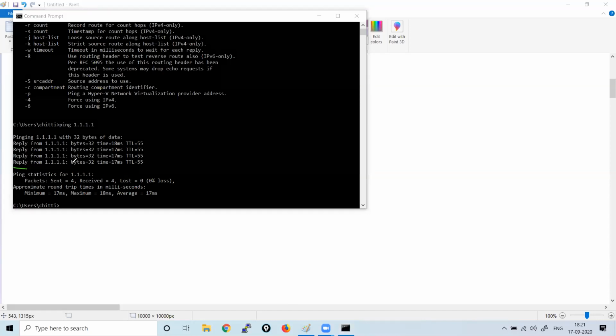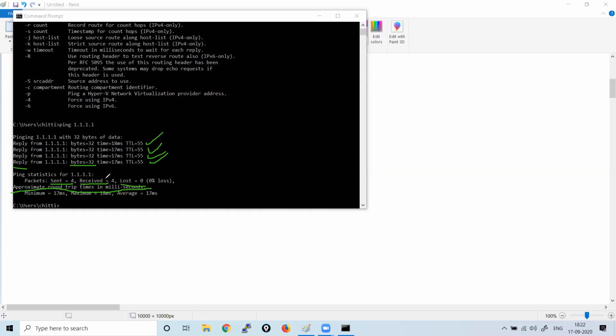How many packets are generated? 4 packets are generated. Each of how many bytes? 32 bytes. Correct. Now, before the round trip time, there's one row: packets sent. I have sent 4 packets. I have received 4 packets. I have 0% loss.